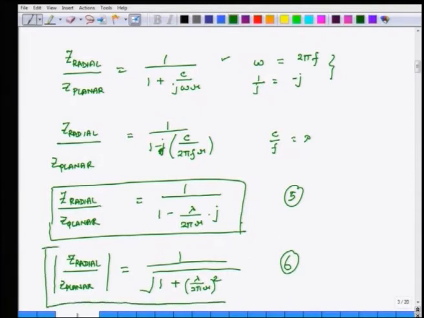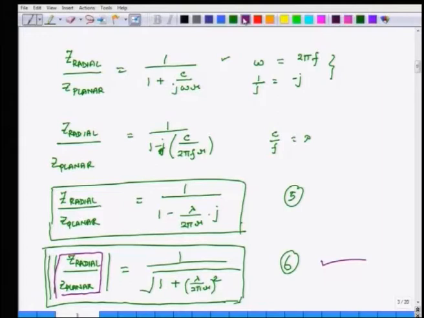Now, what I am going to do is use equation 6 to compute different values of this ratio, or actually this ratio's magnitude, for different values of r. This is what I am going to do. And I am going to choose three values of r. First case, r will be 10 centimeters or 0.1 meters. In the second case, r will be 1 meter, and in the third case, r will be 10 meters.